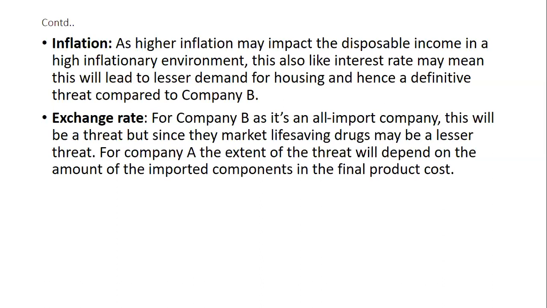So you can see now, if exchange rates are going up, what sort of situation you will have in the economic forces in the macro environment. For company B, as it's an importing company, this will be a threat. But since they market life-saving drugs, maybe a lesser threat. Yes, of course, exchange rates will be there. There should be some threat on them because this is not a locally drug manufacturing company. They represent foreign principals in an overseas country for branded drugs or pharmaceuticals.